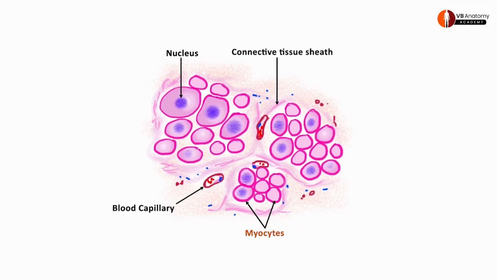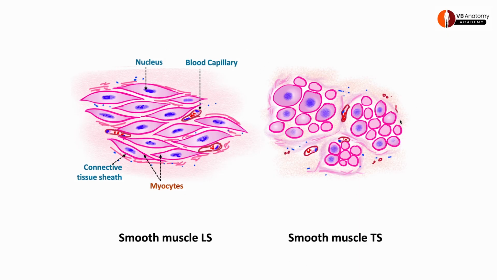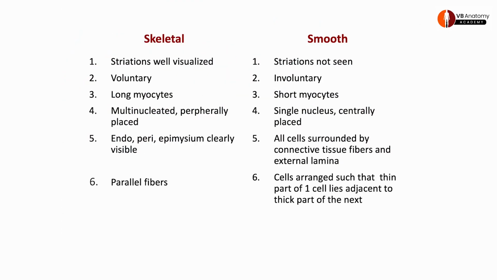Let's label this now. I've drawn my TS here so that you can compare it with the LS for further understanding. So here you are seeing the myocyte. When the section went through the center, the nucleus is seen. When the section went through the tapering end of the smooth muscle, you will find empty looking cells. The nucleus is rounded and somewhat centrally placed. The connective tissue sheath is present here as well, helping to convert the smooth muscle into fascicles, and here are blood capillaries. I've given you this table also comparing the skeletal and smooth muscle. Pause the video to read this, please.